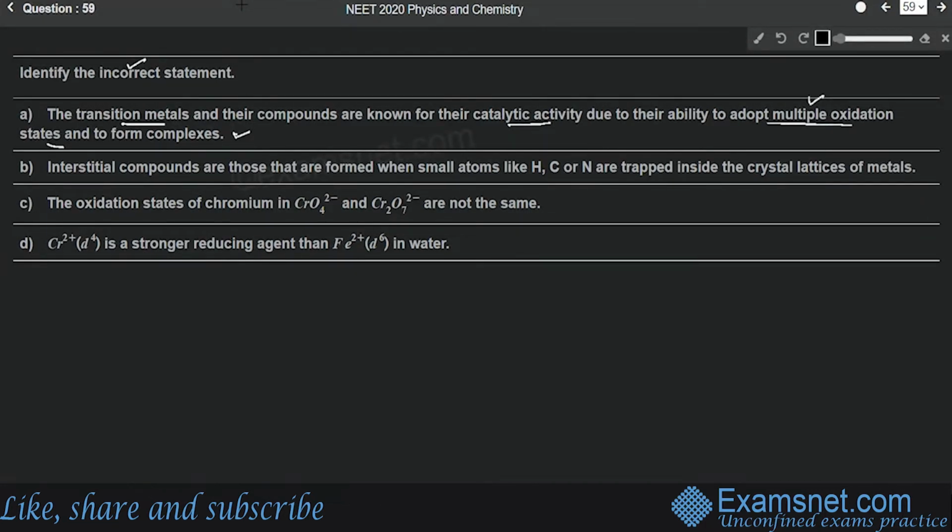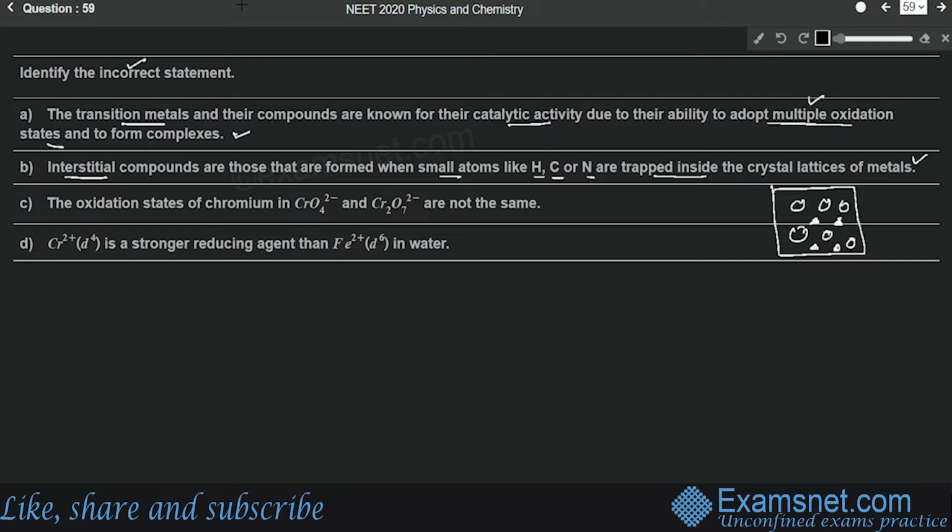Now we move to the second statement. It says interstitial compounds are those that are formed when small atoms like hydrogen, carbon or nitrogen are trapped inside the crystal lattice of the metals. Again, this is a correct statement. Suppose this is a crystal lattice. These are the atoms here. So whenever small atoms occupy interstitial spaces here, then the compound formed will be interstitial compounds. So again, this is the correct statement.